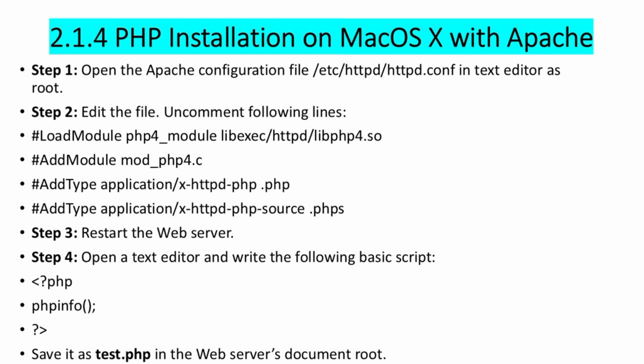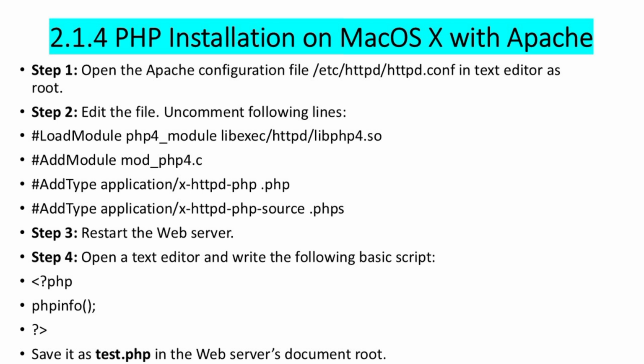By removing the hash symbol, you are telling Apache to load the PHP module and recognize files with the .php and .phps extensions. Step 3. Once these changes are made, save the file and restart your web server. Restarting ensures that Apache applies the new configuration settings and enables PHP support.